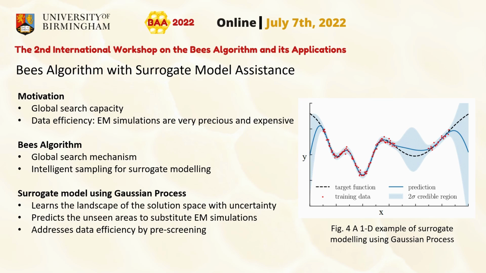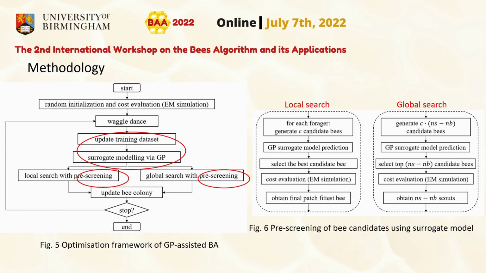The surrogate model using Gaussian process learns the landscape of the solution space with uncertainty, as shown in Figure 4. It can predict the unseen areas to substitute EM simulations. Data efficiency is addressed by pre-screening. The method integrates the Bees algorithm framework with the surrogate modeling and pre-screening.